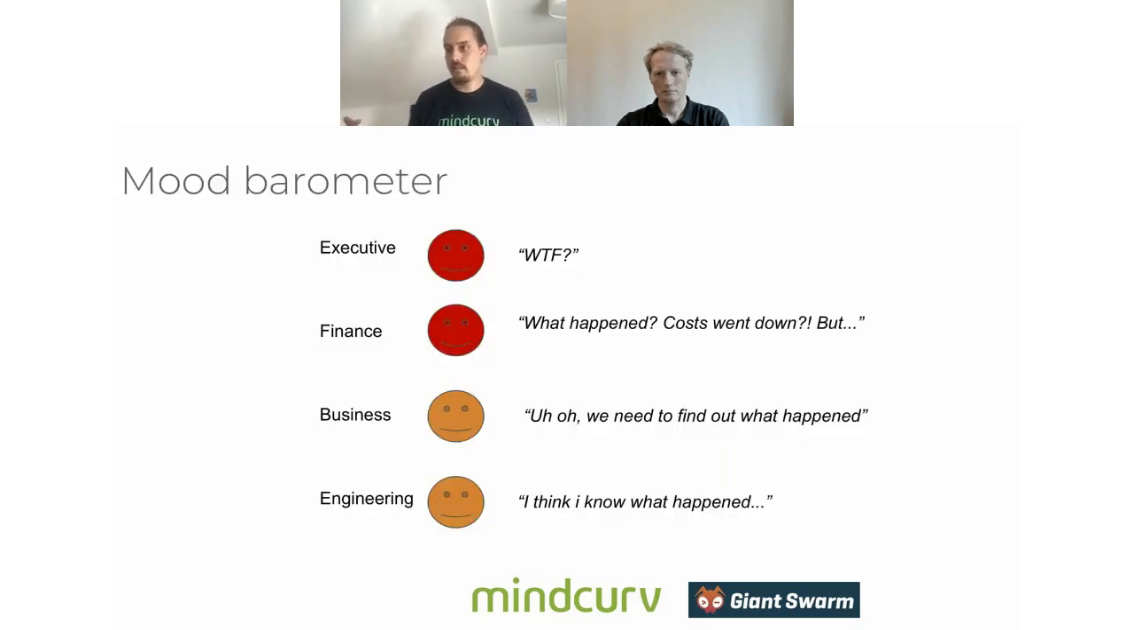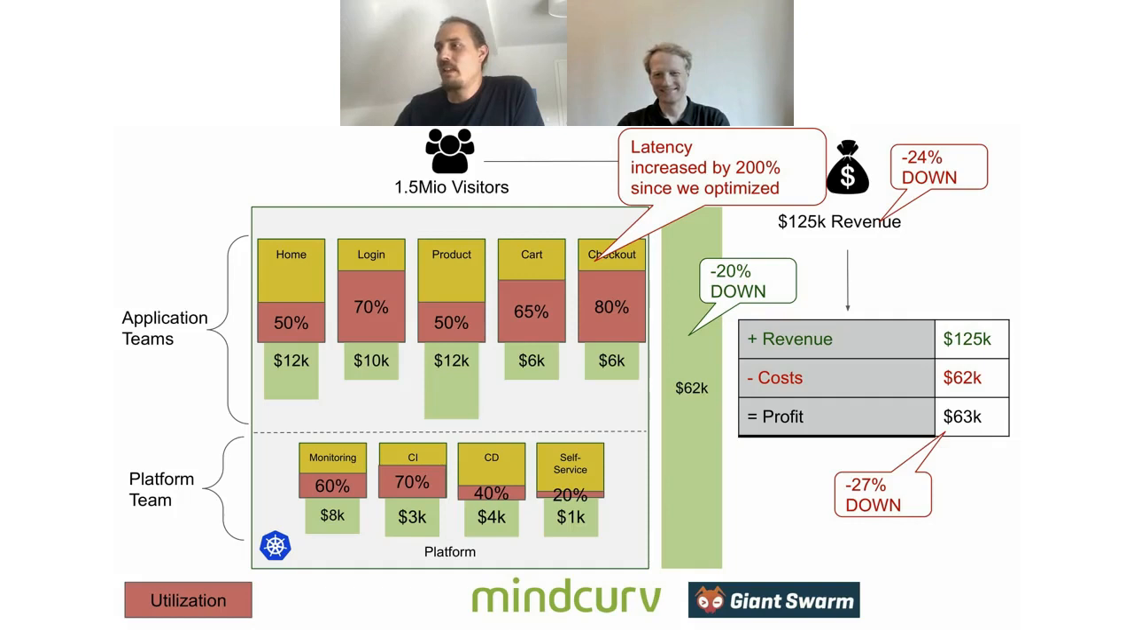And I mean, yeah, what's going on here, right? What happened? Finance has no clue. Business says we need to really find out what happened. But engineering says, I think I know what happened. The latency increased by 200% since we optimized. And that led to people being frustrated, not wanting to wait, maybe. I know that Franz has a nice story to tell about this. Maybe you want to jump in here for a sec, because I really like this story because it's connected to your client, and I've seen it myself.